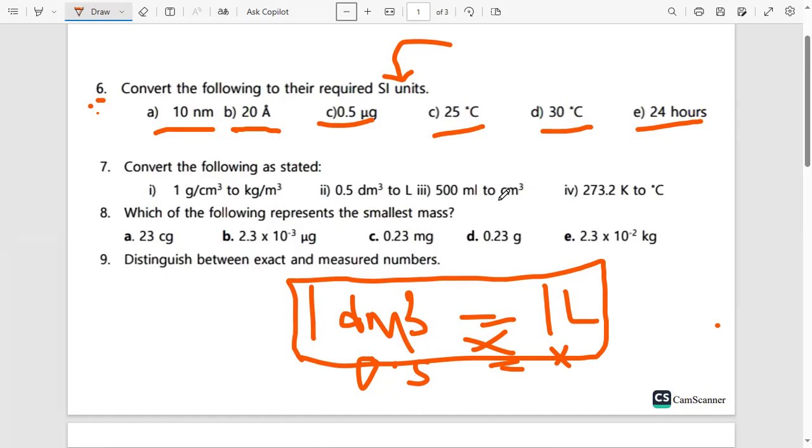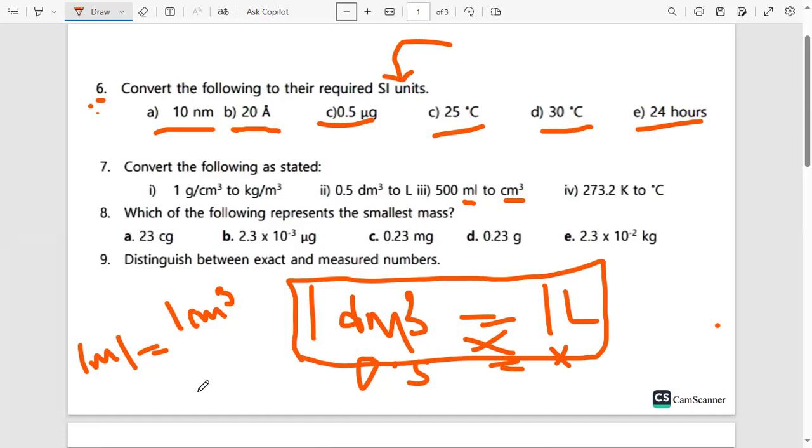Okay, who was making this question? Okay, so milliliter, this one here, is the same as this one. So it means that 1 milliliter is the same as 1 cubic centimeter. So they're asking us to convert 500 milliliters to cubic centimeters. So the answer there will still be 500 cubic centimeters.